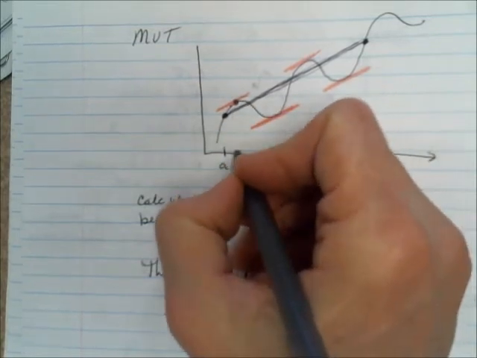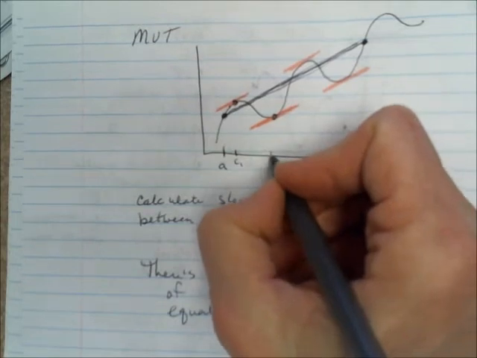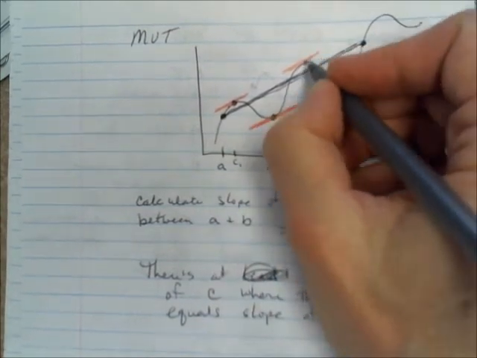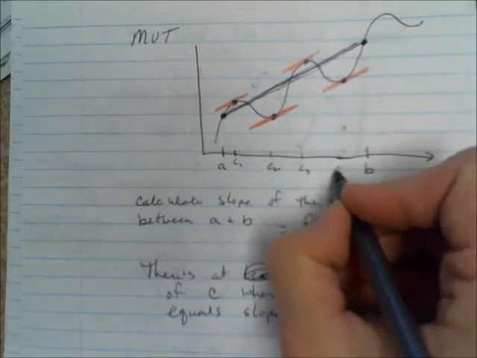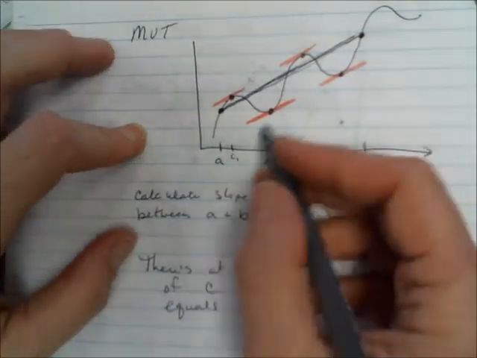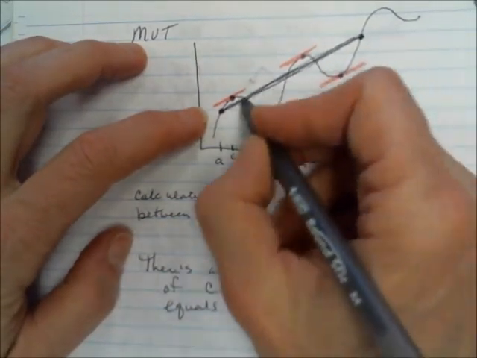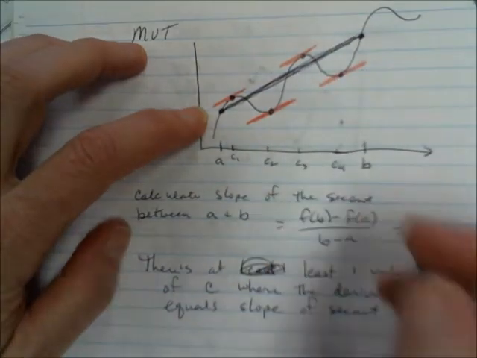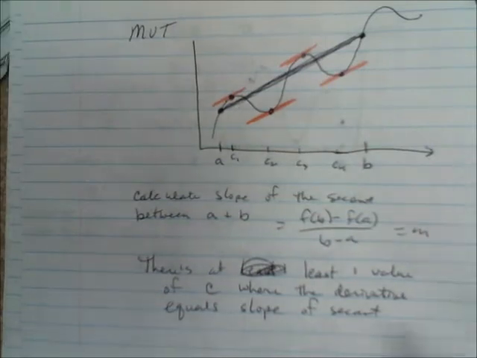Here's one right here. This x value, we'll call him C1. Here's another value, we'll call him C2. Here's another value, we'll call him C3. And here's another value, we'll call him C4. In this particular picture, there are 4 values of c that has the derivative equal to that slope. We haven't actually come up with an algebraic problem yet that has 4 values of c, but there could be 4, there could be a lot.